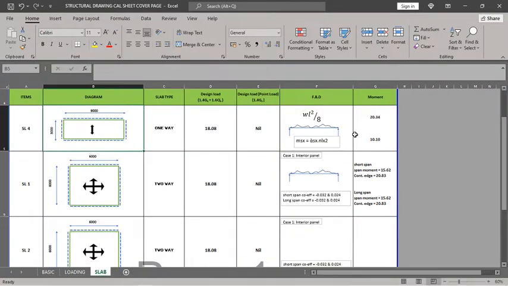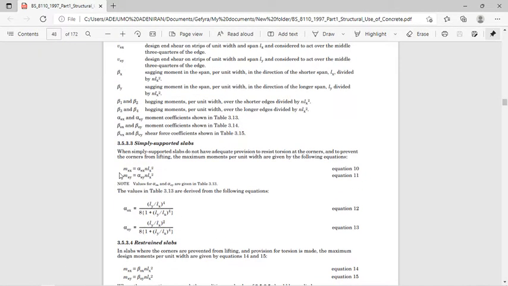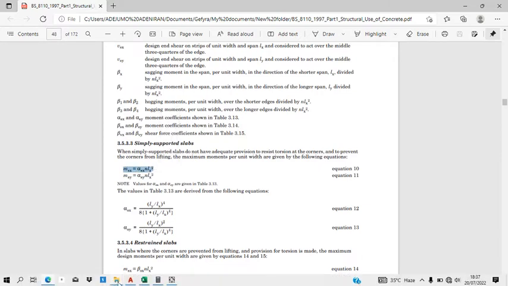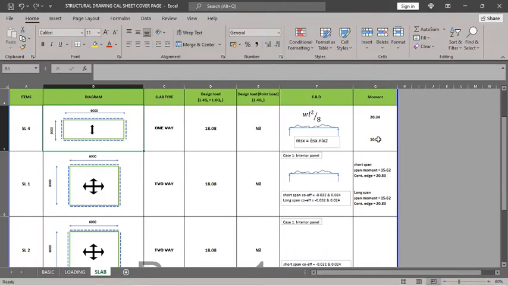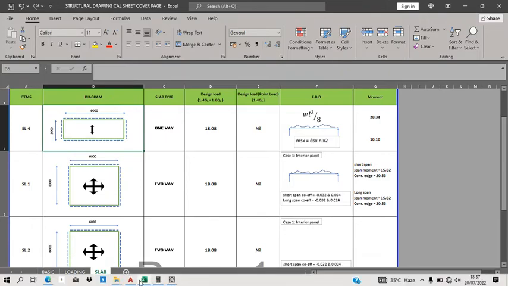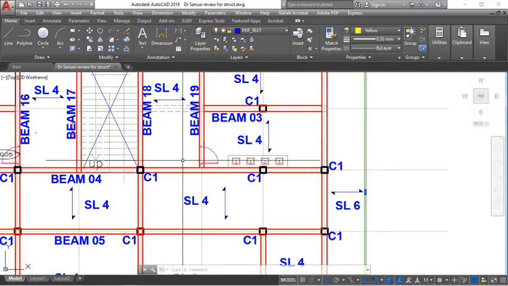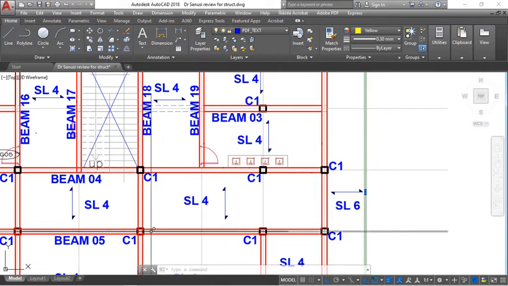In that case, using this formula recommended in the code, which is this, my moment is 10.10. Then when it comes to the support, I can assume the same moment to design the support reinforcement and check it with the minimum area of reinforcement required. Whichever one is higher, I will use it to design the support reinforcement that will go along this line into the adjoining slab.